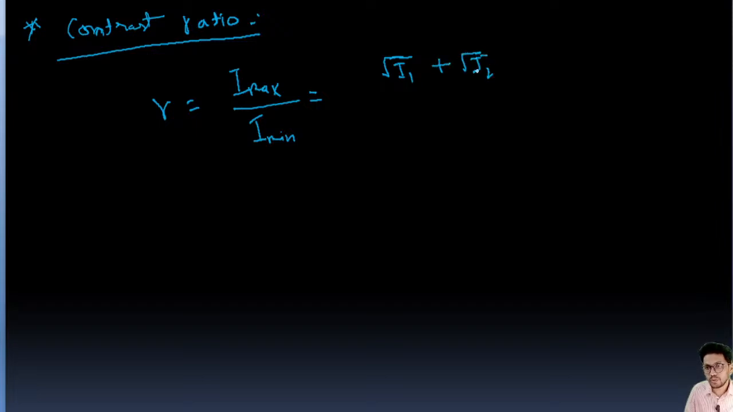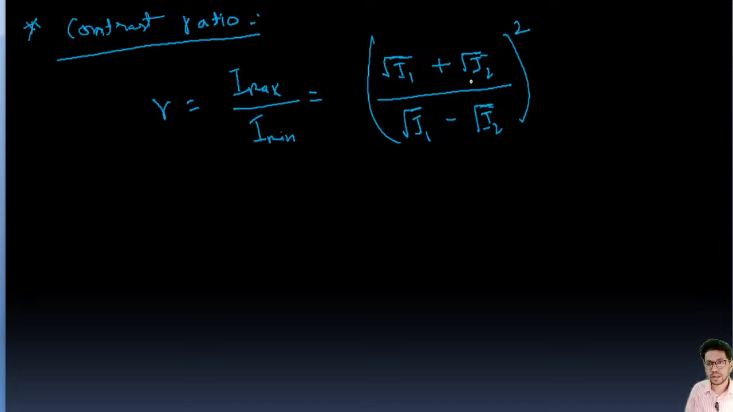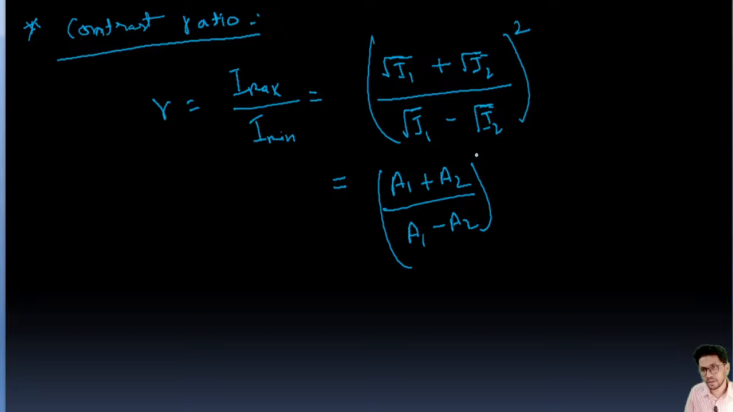plus root I2 upon root I1 minus root I2 whole square. This is the contrast ratio of I max and I minimum. This question is asked. Or you can write, because we know I is proportional to A square, this is going to be A1 plus A2 upon A1 minus A2 whole square, where A is amplitude. This is I max upon I minimum.